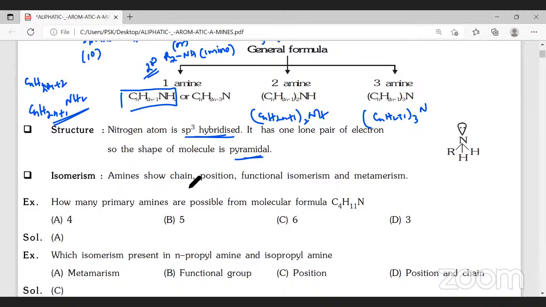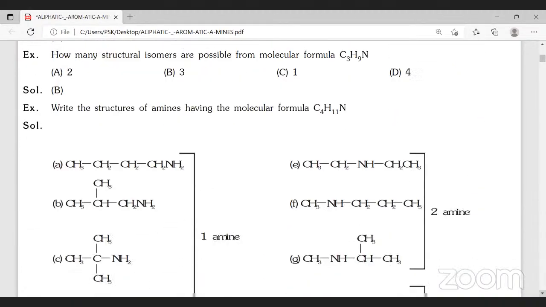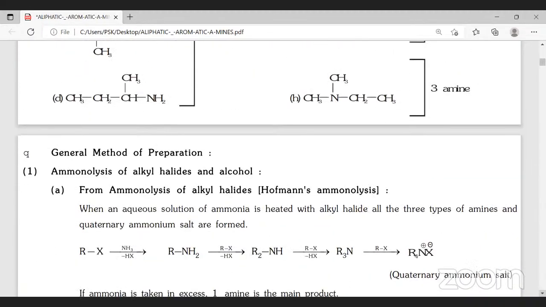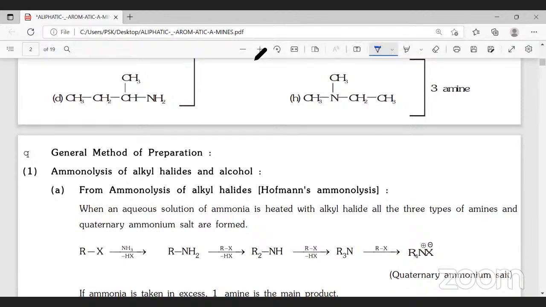Isomerism in amines. Amines show chain, position, and functional isomerism, and also metamerism. We will learn the questions a little later, after completing the theory part of it. Now, general methods of preparation of amines. What are the general methods of preparation of amines?